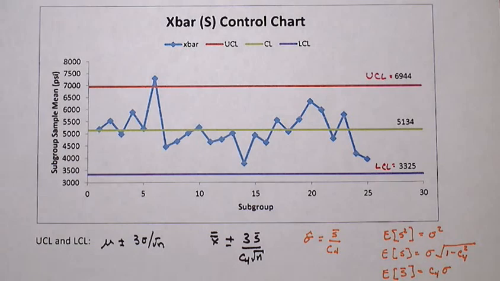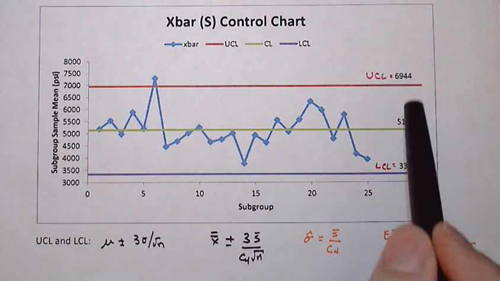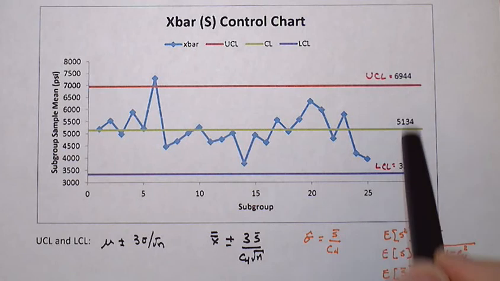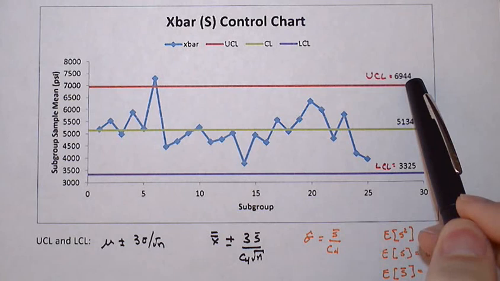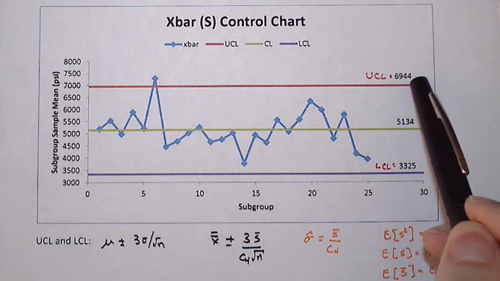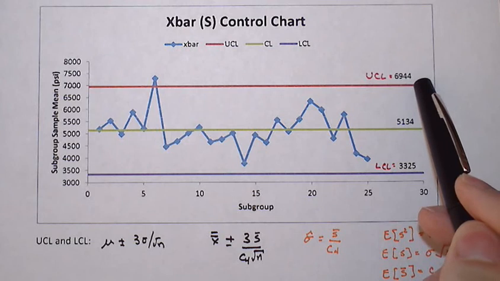Now, other big picture things here, and that is that you may have noted, if you just look at the basic numbers here, that there isn't a tremendous difference in the bounds that we created in Xbar versus Xbar. This is 6944 based upon S, and based upon R, it's 6977. So there's not a lot, especially from a percentage standpoint, not a very large change.